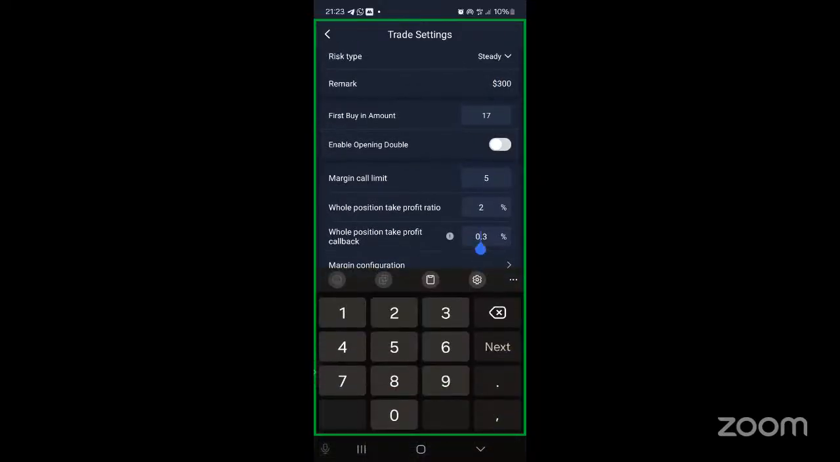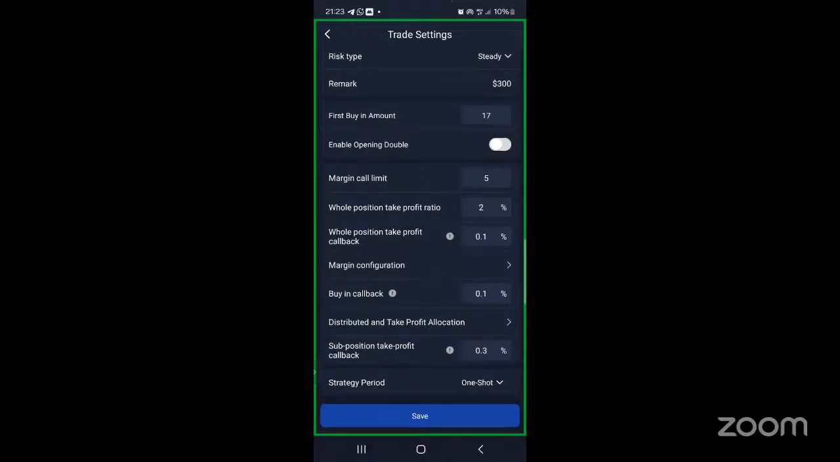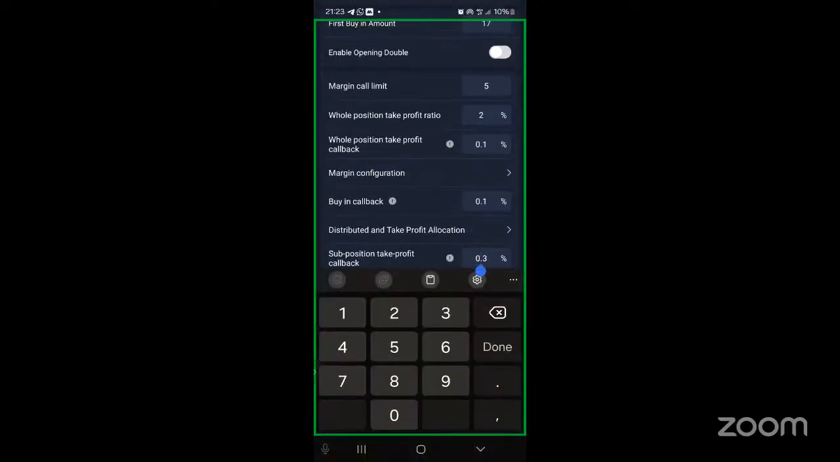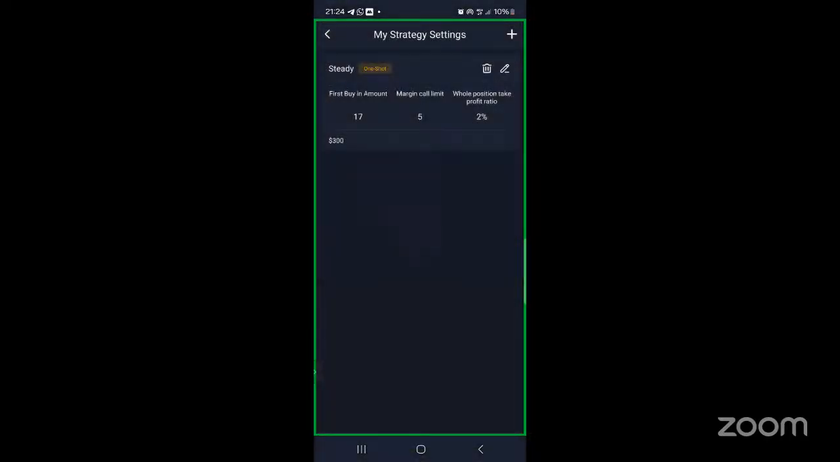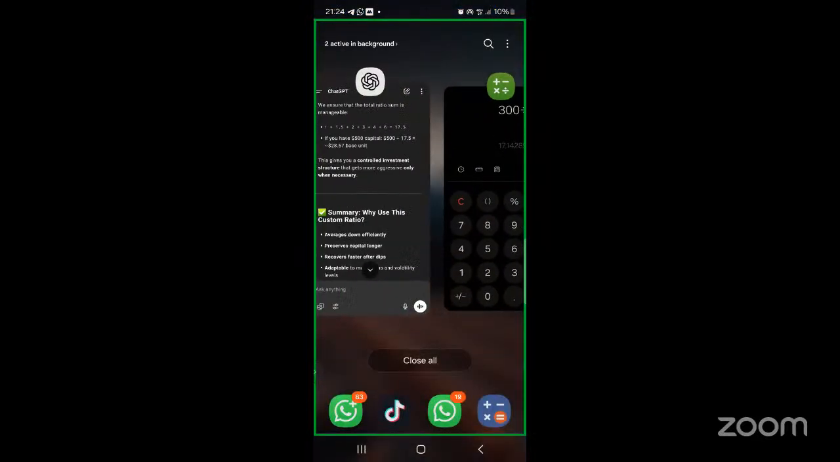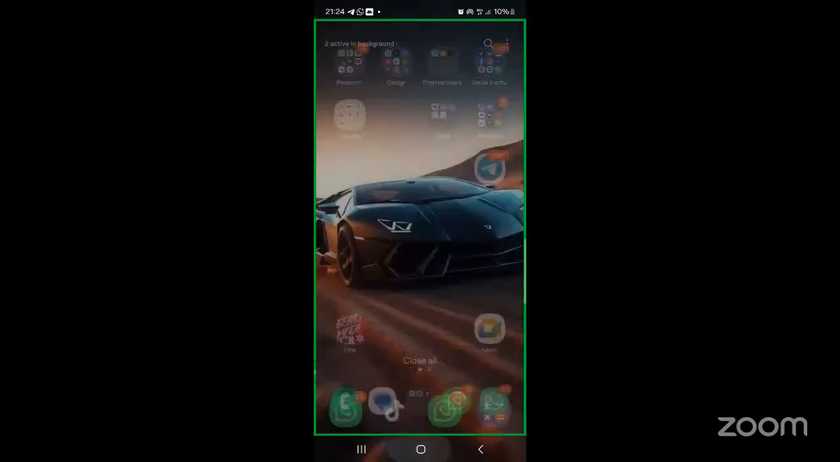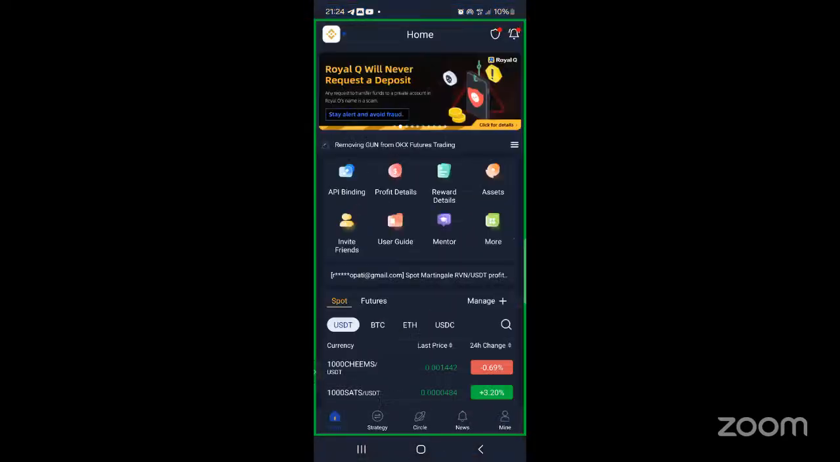I hope we copy now. Put here, put here. The callbacks, I just put one. So the setting is set. The strategy is set. I'll come back here now, the signals come, and I already have my template.